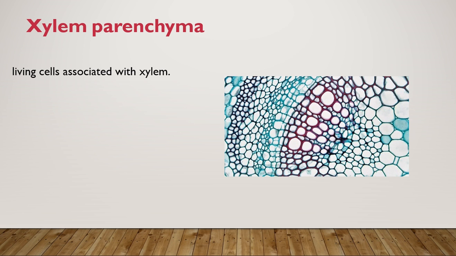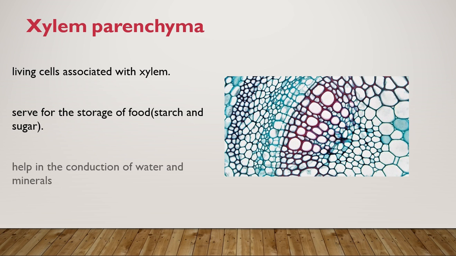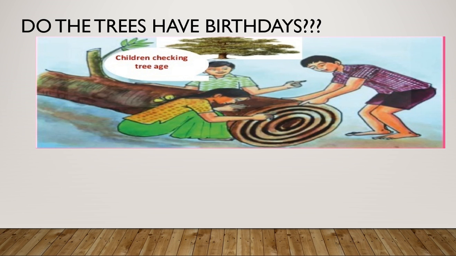Now the xylem parenchyma. Xylem parenchyma are living cells associated with xylem. They serve for the storage of food, which is starch and sugar. They help in the conduction of water and minerals.